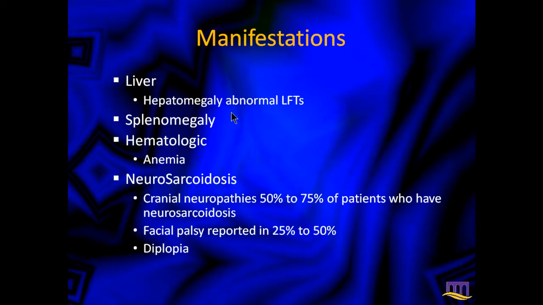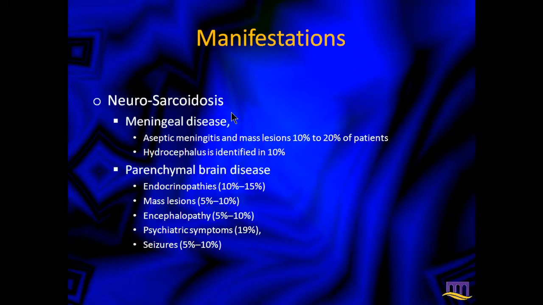So it's important when you see a patient with sarcoidosis and anemia, think about the bone marrow being involved and therefore causing anemia, and you need to do a bone marrow biopsy. That might be the only manifestation, and obviously you will need to treat this patient. In terms of neurosarcoidosis, the manifestations can be highly diverse. You can have cranial neuropathies, facial palsies, diplopia. It can have a meningeal involvement, so it can appear as an aseptic meningitis. It can also simulate a mass lesion, and it can have hydrocephalus.